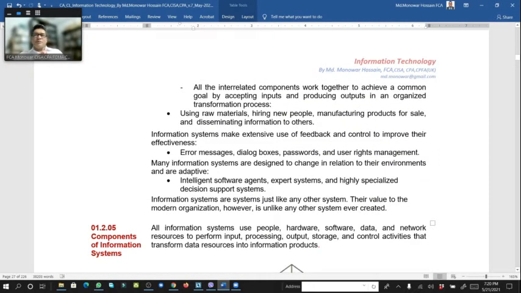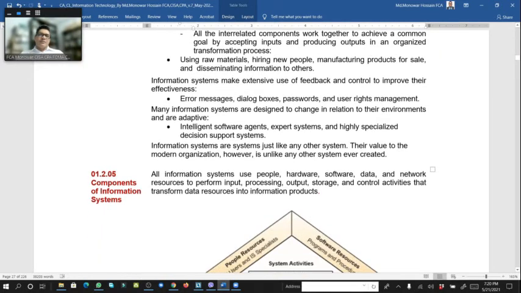All of the interrelated components work together to achieve a common goal by accepting input and producing output for the organization's transformation process, using raw material, hiring new people, manufacturing product or sale, and disseminating the information to others. An information system makes extensive use of feedback and control to improve its effectiveness. For example, error messages, dialogue boxes, passwords, and use of rights of management. And many information systems are designed to change in relation to the environment, so they are adaptive.